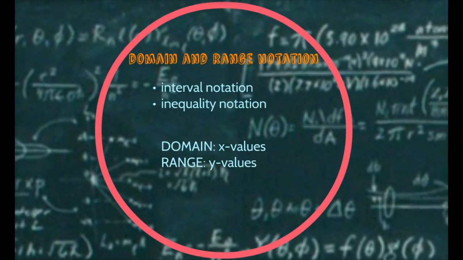So we're going to now talk about how to notate the domain or the range of a function. We're going to look at two different options that you have. So you can either notate in interval notation or in inequality notation, but you should know how to use both options. And just as a quick reminder, when I'm talking about domain and range, domain is your possible x values, and range is your possible y values. So let's look at a couple examples of notation and then notate them ourselves.